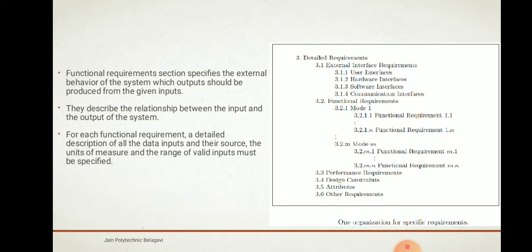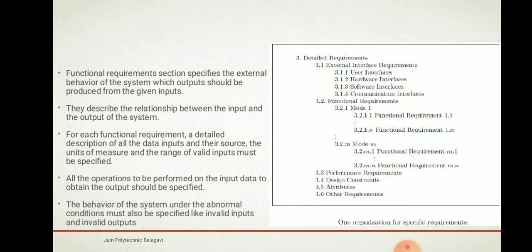So for each functional requirement, a detailed description of all data inputs and their sources, unit of measure, and range of valid inputs must be specified. All the operations to be performed on the input data to obtain the output should be specified. Hence, the behavior of the system under abnormal conditions must also be specified, like invalid inputs and invalid outputs. So this should also be present in the functional requirements, about the abnormal conditions, such as if we give an invalid input and invalid output.